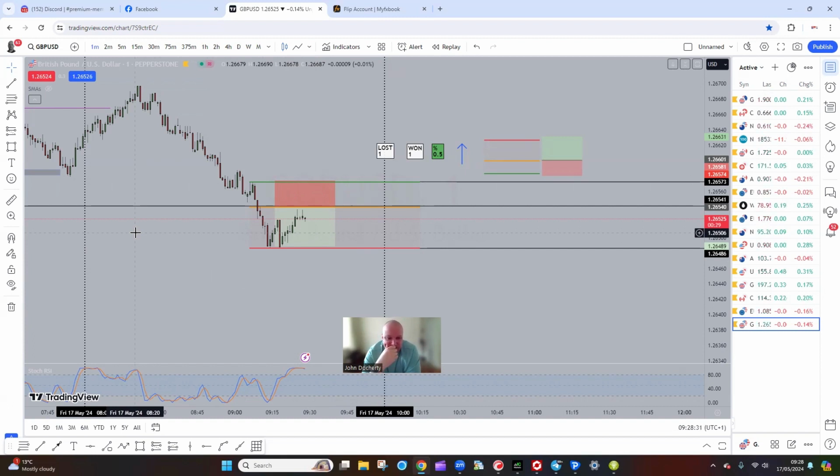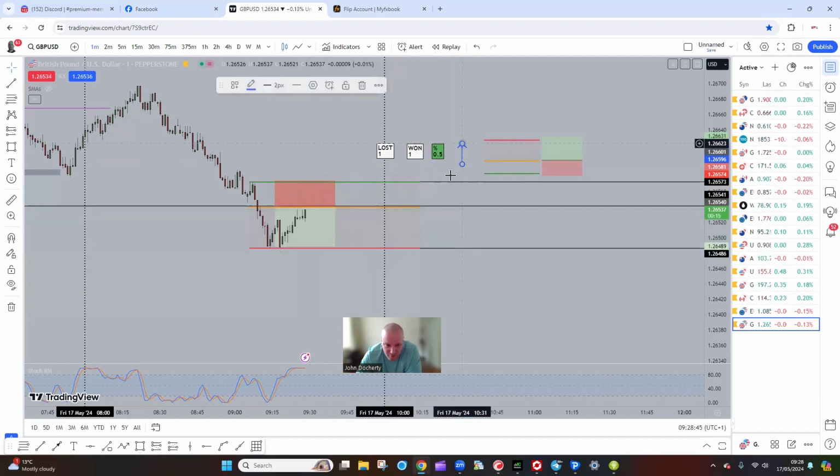30 seconds left of this candle. You can see the indecision of what we're seeing on here. Look, might get that touch now. So we're 0.4 of a pip. 0.4. Come on, get a touch in. 0.3 of a pip.